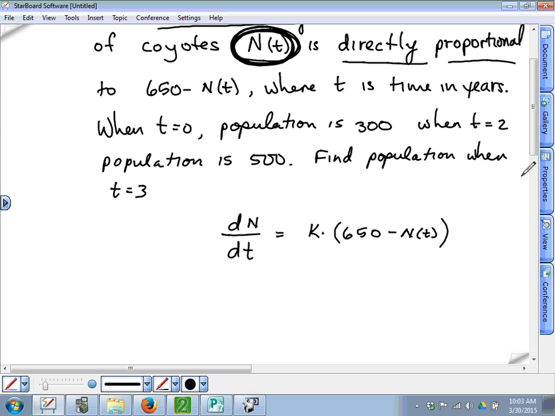Okay, you guys understand what's happening here? What if this had said indirect or inversely proportional? Then it would be k over 650 minus n. Now just remember, k is a constant. It's just like a big fat c. It's the same thing, but for proportionality problems, I always use the letter k. I don't know why. Just force of habit.